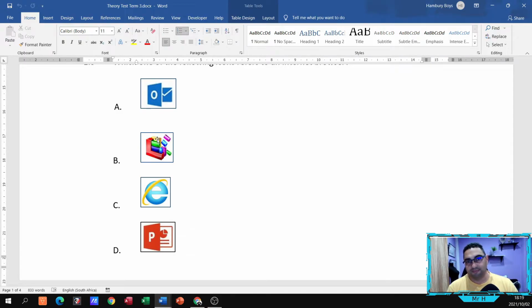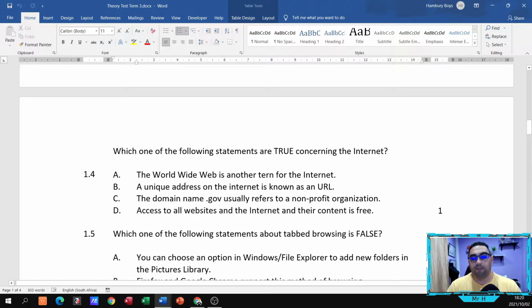What about C? Does that look okay? Yes, because C indicates Internet Explorer. And obviously that is a piece of software that then allows us to navigate through the internet.